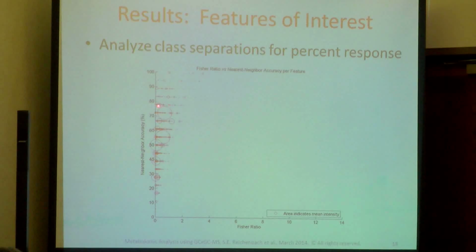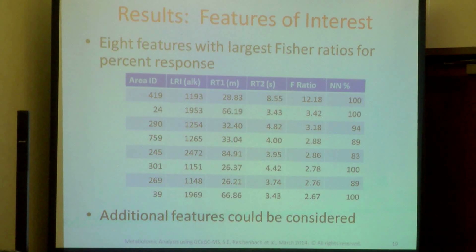Oh, one other comment. The size of the circles is the mean percent response. Some of these might be interesting as well. This one doesn't show much difference, but it's a very large compound in the analysis. So then we're able to extract those features with very high Fisher ratios.